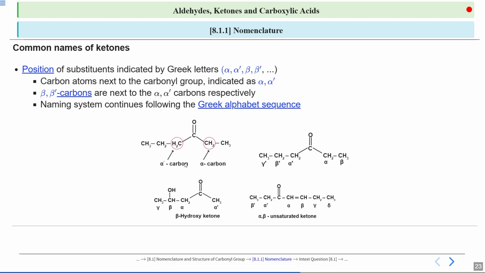Similarly, if you see over here, this is a carbonyl group. The next carbon to the carbonyl group is alpha. If this is alpha, this is alpha dash. This is beta, so this is beta dash. Next to beta is gamma, and next to gamma is delta. Now there is unsaturation present between alpha and beta, this double bond. So if I have to write the position of this unsaturation, this will be alpha beta unsaturated ketone.